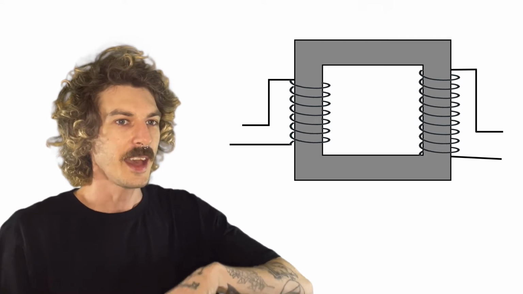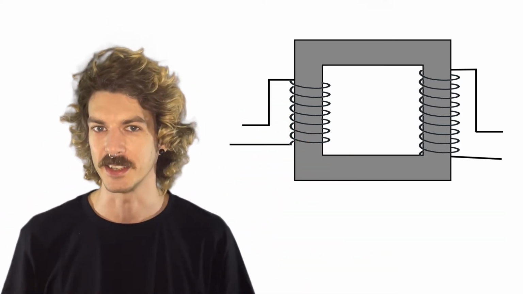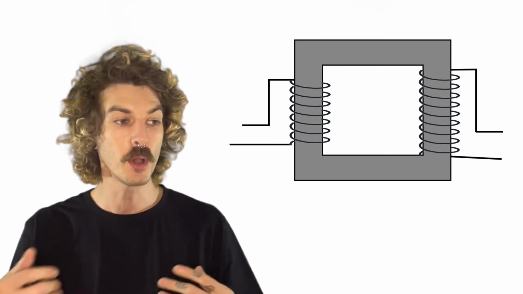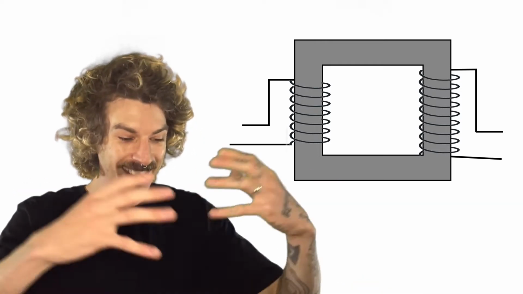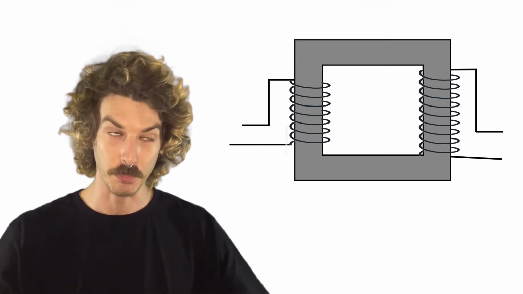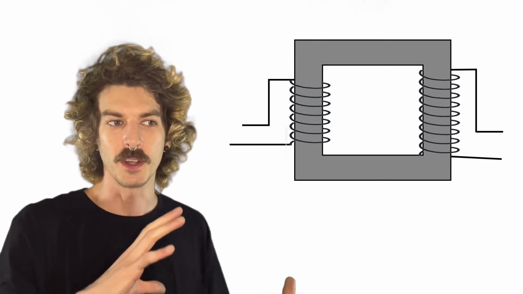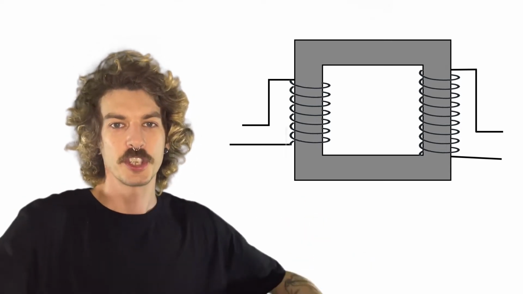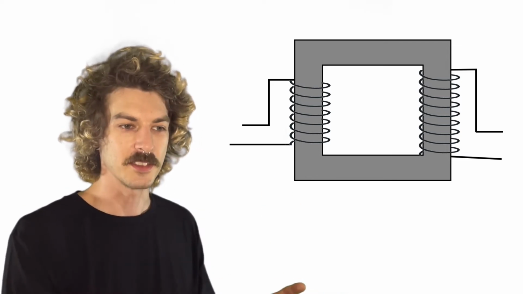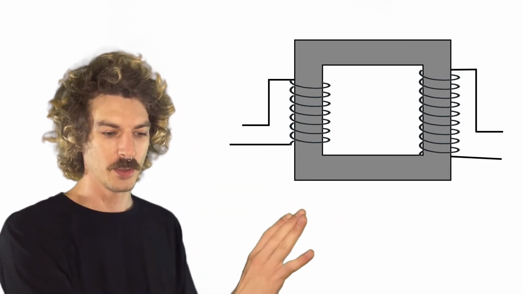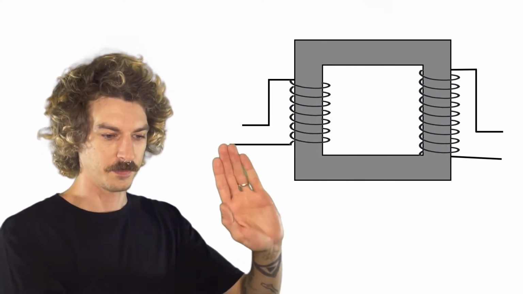Now, that will cause the iron core to become magnetized in exactly the same way. When we put a magnetic material in a magnetic field, it basically extends that magnetic field. It becomes magnetized. So that means this iron core now has a magnetic field in it, which is constantly reversing direction. That means that through the secondary coil, there is a magnetic field which is constantly swapping direction.